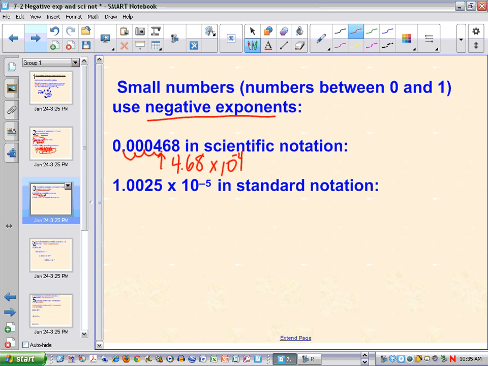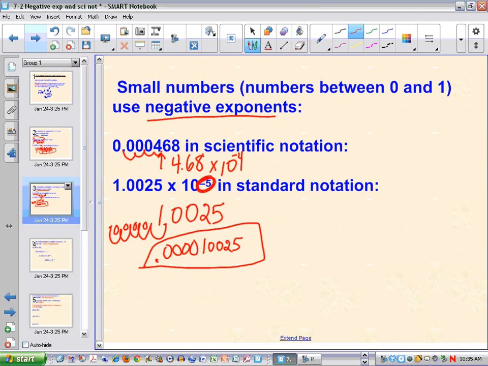Next one. We've got a number here, 1.0025 times 10 to the negative 5th. So I know it's going to be a real small number. So I already know, move that decimal to the left to make a smaller number. I'm going to move it left 5 times. So I've got 1.0025. I know I need a small number because of the negative 5, so I'm going to move left. 1, 2, 3, 4, 5. Fill in the valleys. That would give us 0.0001025. An incredibly small number.